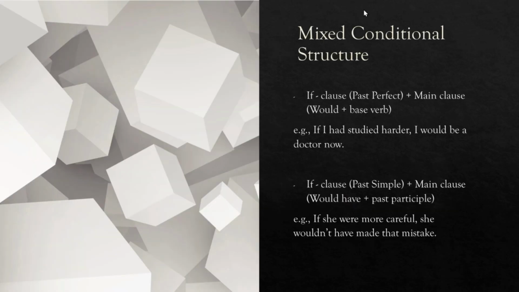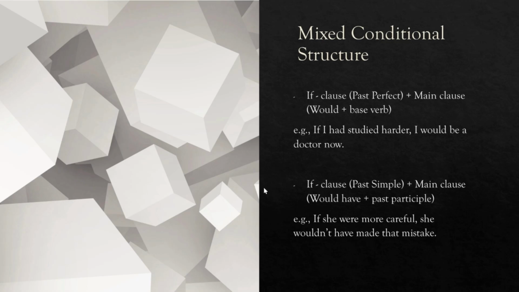Here we talk about the mixed conditional structure, or how we create the mixed conditionals. Number one is: if clause past perfect plus main clause would plus base verb. For example, if I had studied harder, I would be a doctor now. And number two, we have if clause past simple plus main clause would have plus past participle. For example, if she were more careful, she wouldn't have made that mistake.